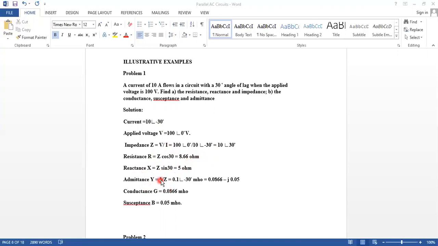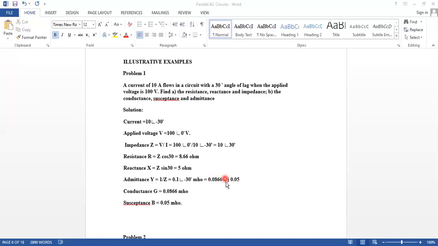Now admittance can be found out by taking the reciprocal of impedance. So when I take 1 divided by 10 at an angle 30, I get 0.1 at an angle of minus 30 mho. Impedance is expressed in ohms and admittance in mho, that is reciprocal of ohms. When you convert into rectangular form, you get 0.0866 minus j0.05 mho.